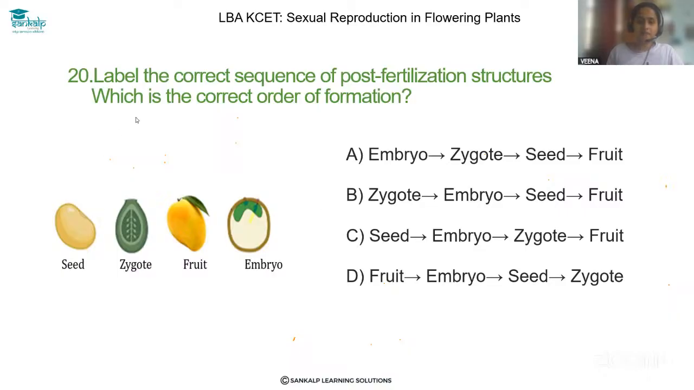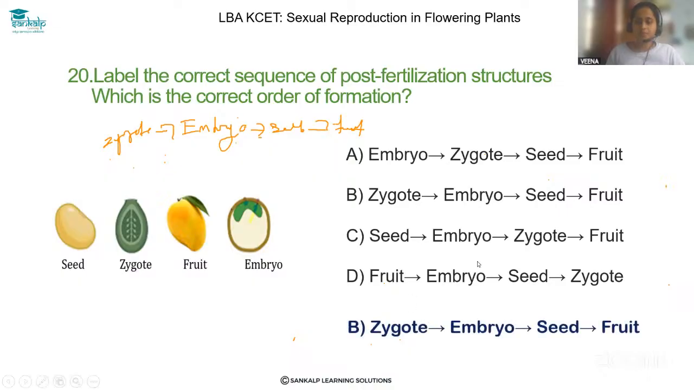First, what happens after fertilization? After fertilization, the zygote will get formed, zygote to embryo, then embryo becomes seed, and then seed to fruit. So the final correct answer is option B: zygote, embryo, seed and fruit.